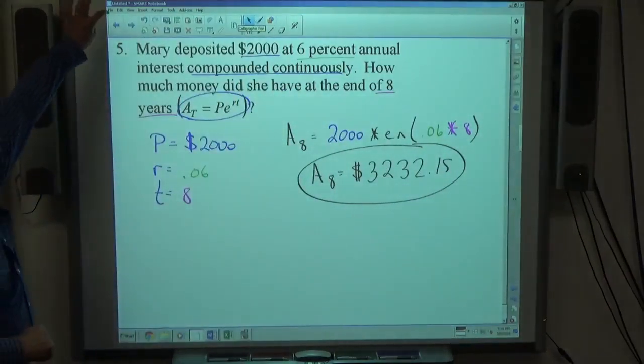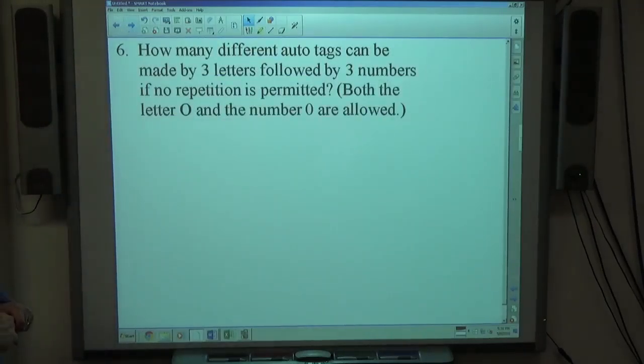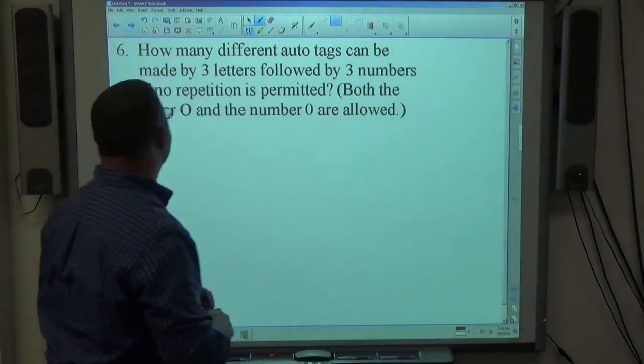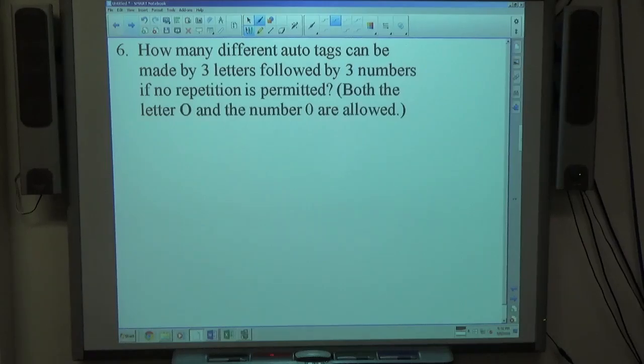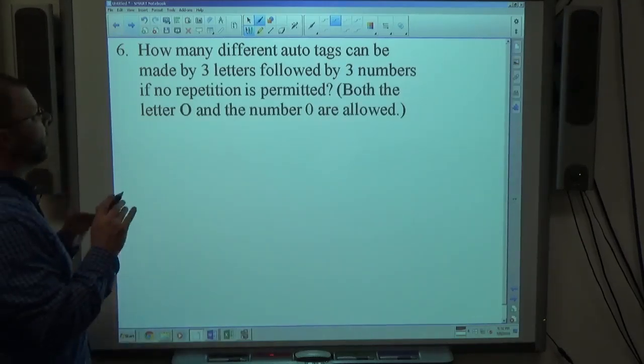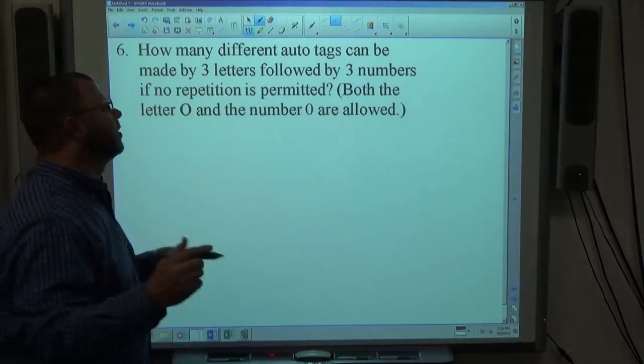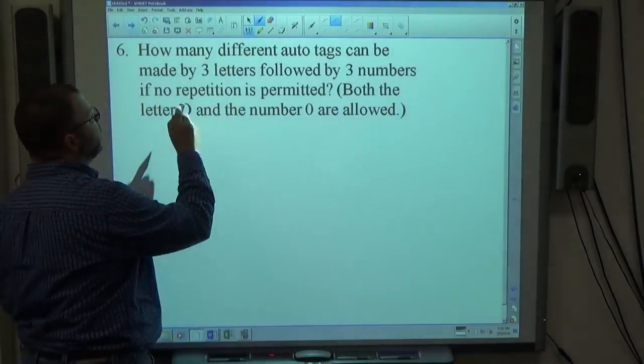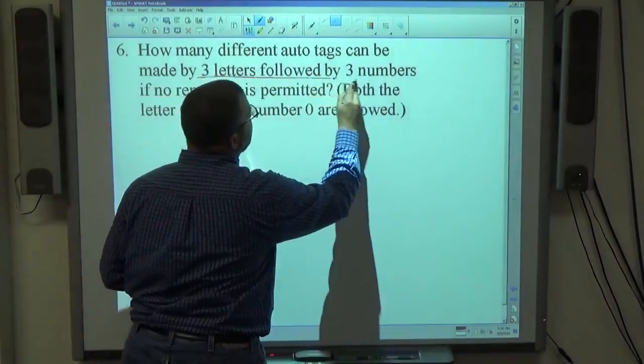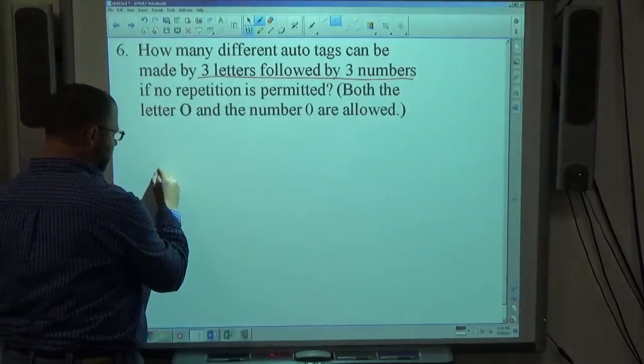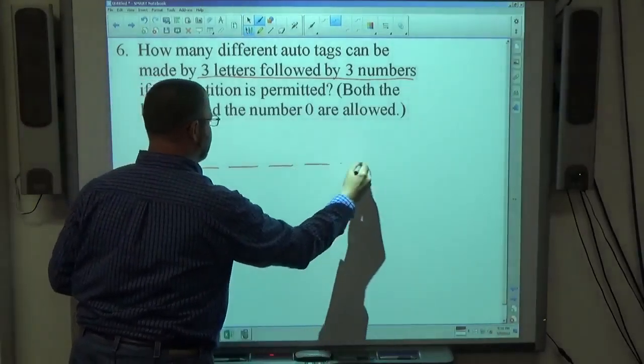All right, number 6. How many different auto tags, also known as license plates, can be made by 3 letters followed by 3 numbers if no repetition is permitted? So first of all, if we're trying to figure out how many different anything is going to happen, figure out how we're going to create these things. So 3 letters followed by 3 numbers, that tells me 6 pieces. 1, 2, 3, 4, 5, 6.